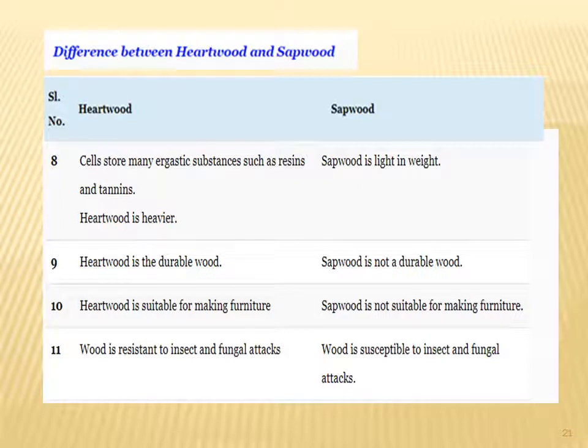Number 8. Hardwood is heavier while the sapwood is lighter in weight because there are ergastic substances present in the hardwood. Hardwood is durable wood while the sapwood is not durable wood. Number 10. Hardwood is suitable for making furniture while sapwood is not suitable for making furniture. Number 11. Hardwood is resistant to insect and fungal attacks, but sapwood is susceptible to insect and fungal attacks.